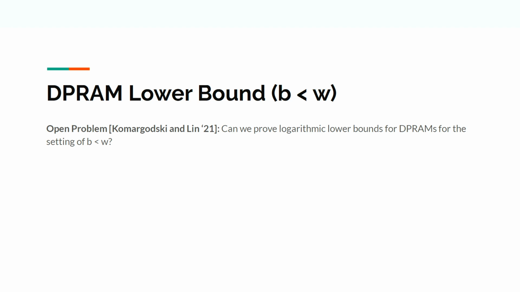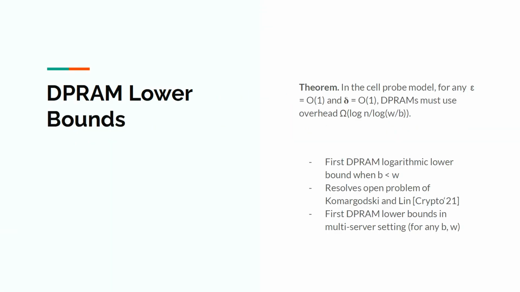And in fact, Komargodski and Lin posed this as an open problem in their paper, to try to prove logarithmic lower bounds for differentially private RAMs in this setting. All right, so this is exactly what we do. In this work, we prove that differentially private RAMs require logarithmic overhead, regardless of the choice of B and W. So even if B is much smaller than W, the lower bounds hold. These are the first lower bounds known for this, and they resolve the open problem of Komargodski and Lin.